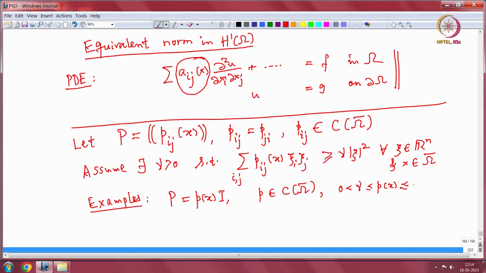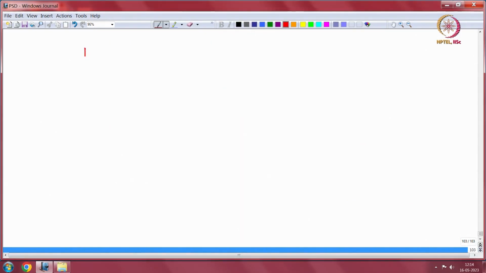Okay. So, typical examples. Simple examples: P is a scalar matrix. So, P is just some function times the identity, where P is in C of omega closure and 0 less than gamma less than or equal to P(x) less than or equal to some bound, call it P infinity. So, this is a typical example. So, you take a scalar matrix. Okay. So, we also consider two more functions. Let Q be again a continuous function and Q non-negative, and R is a continuous function defined on the boundary, and R is also non-negative.